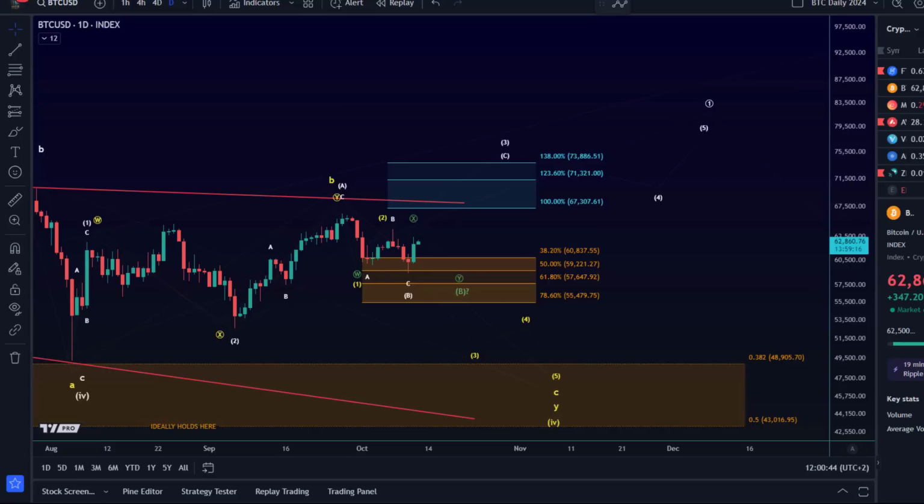Now let's take a look at the daily chart. I covered the daily chart in the last video because I had a bit of a different routine yesterday, so we just want to do it quickly, not spend too much time here. The white scenario is still the preferred one, okay? So we're still holding support as we're heading into the weekend here. This is the support area. It's between 55,480 and 60,837.